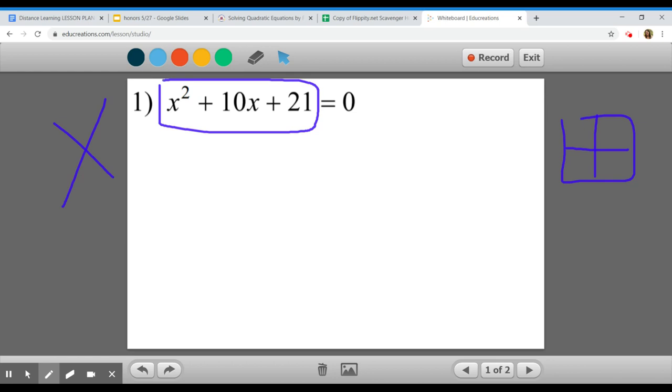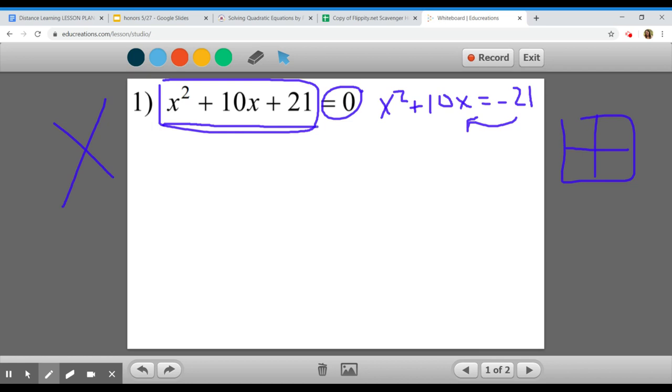So let's say I had started with x squared plus 10x equals negative 21. My first step is going to be to make sure that I'm canceling things out and I'm working with equals 0. So that's a little bit of an aside. My goal to start is going to be to factor this trinomial.